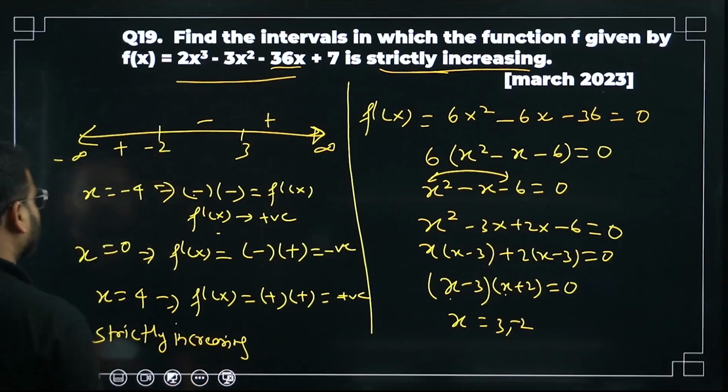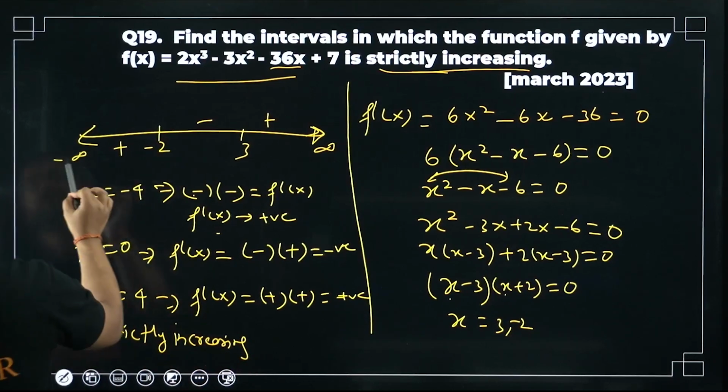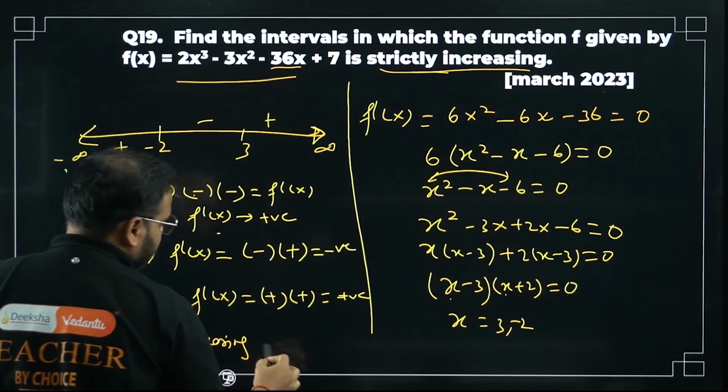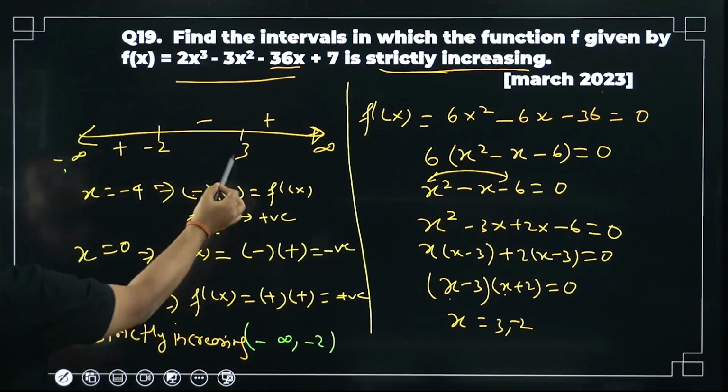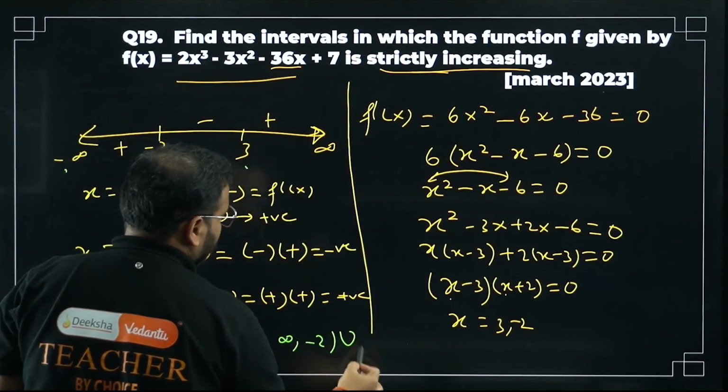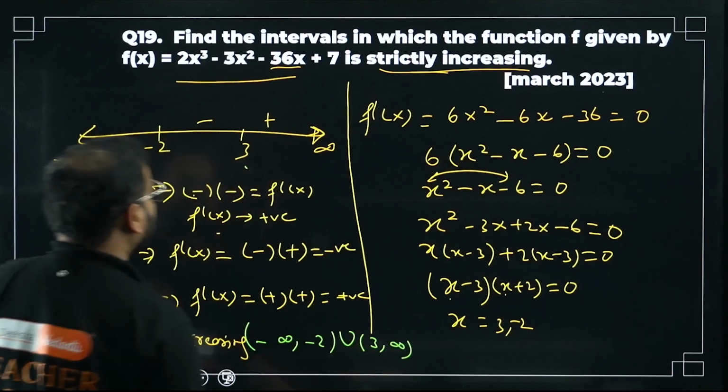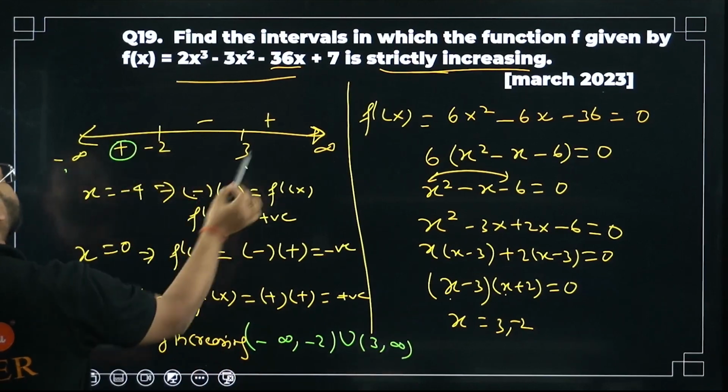In which interval? Please check here. Which interval, sir? Negative infinity to negative 2. So minus infinity to minus 2. Is that over? No, sir. Union 3 to infinity. How come, sir? Both intervals are positive, sir. Here also positive. Here also positive.